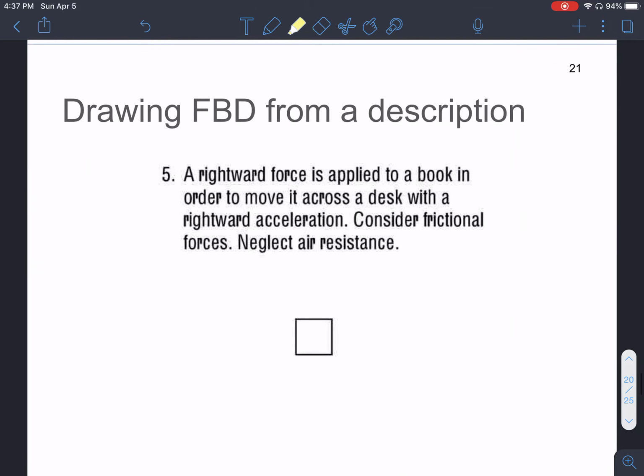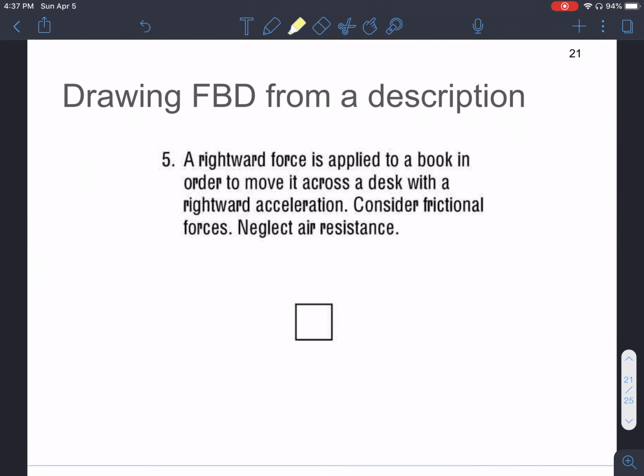All right, now we're going to get some practice problems with you guys actually drawing the free body diagrams from a description. You will have some of these on your worksheet later. So given the scenario of a rightward force being applied to a book in order to move it across a desk with a rightward acceleration, you do need to consider frictional forces, but neglect air resistance.